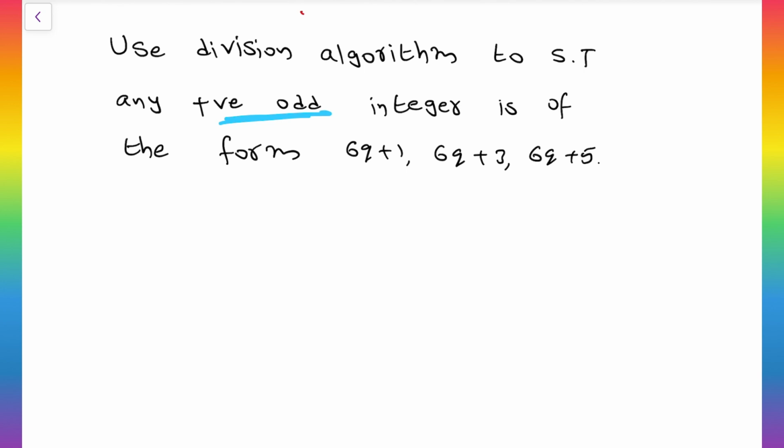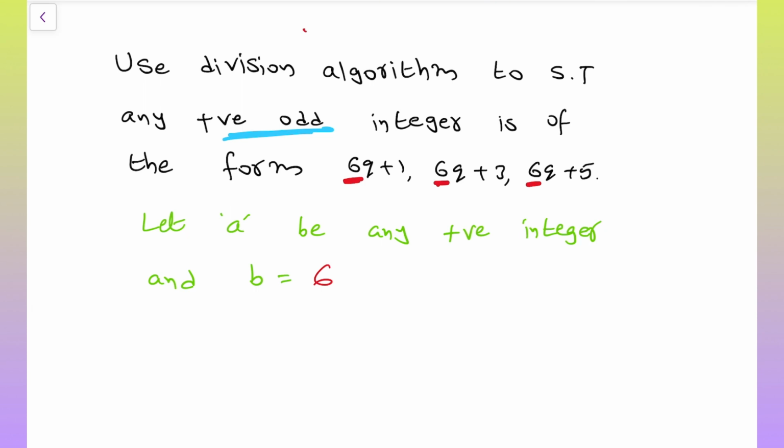So what exactly is that statement? Let a be any positive integer, and b equals, this b value will be given in the question itself but indirectly. 6q plus 1, 6q plus 3, 6q plus 5. Before the alphabet q, which number will be there? That is nothing but b. That is the divisor. So 6 here. And b equals 6.